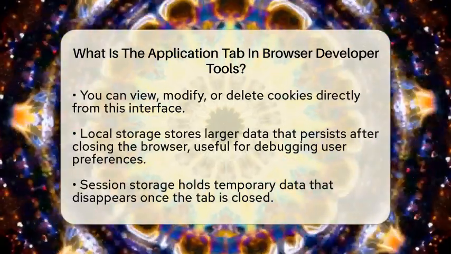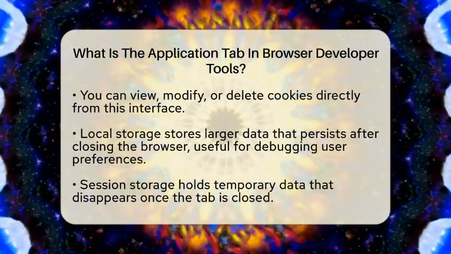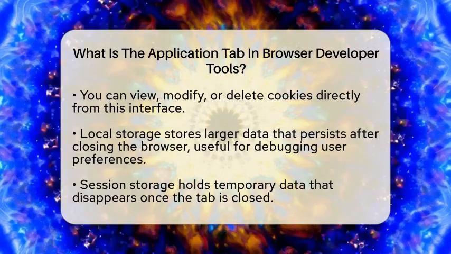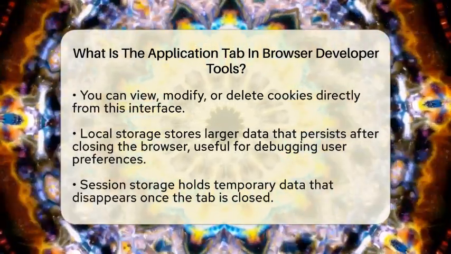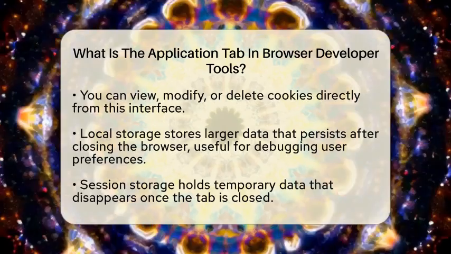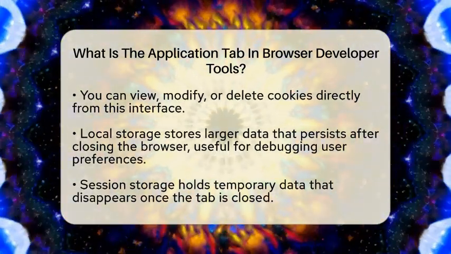It allows websites to save larger amounts of data that stay even after you close the browser. Think of it as a small hard drive on your browser. You can see what data is stored, edit it, or clear it if needed. This is useful when debugging problems with user preferences or app states that persist across sessions.